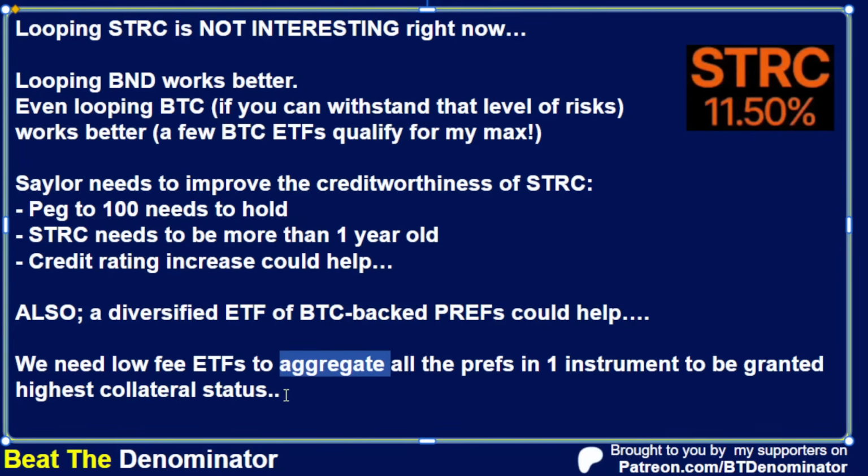Because you would lose the tax benefits if you did that, but you could justify it if you actually had an ETF that held SATA and STRC and was treated most favorably by brokers. Not the case right now for STRC.